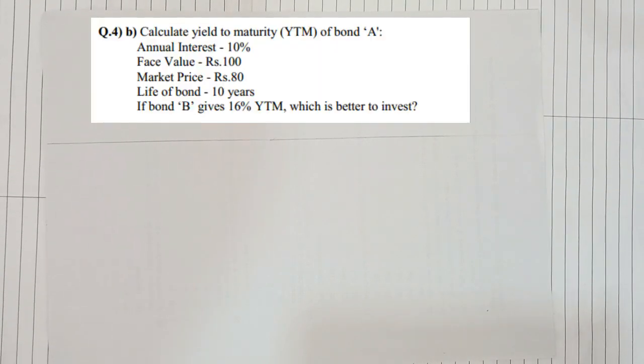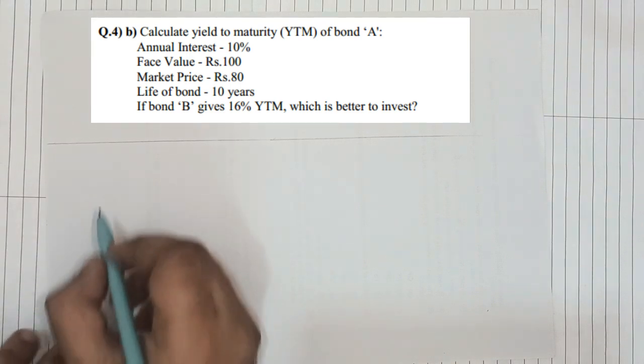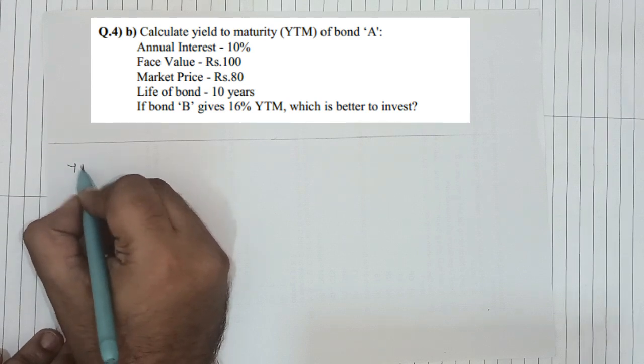Okay, the next question is calculate yield to maturity YTM of bond A, annual interest 10%, face value 100, market price 80, life of the bond is 10 years, and if bond B gives 16% YTM, which one is better to invest? So basically they're asking us to find YTM of A.